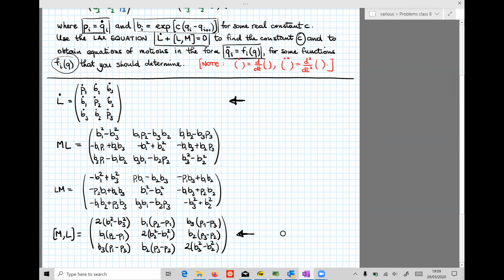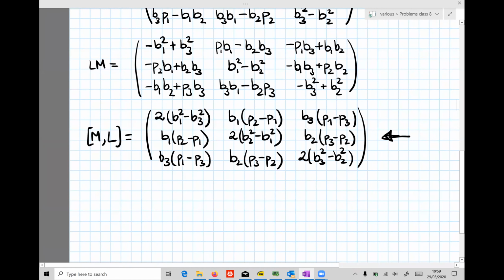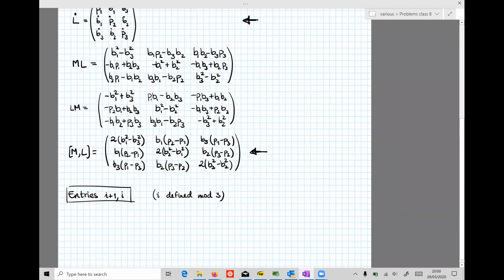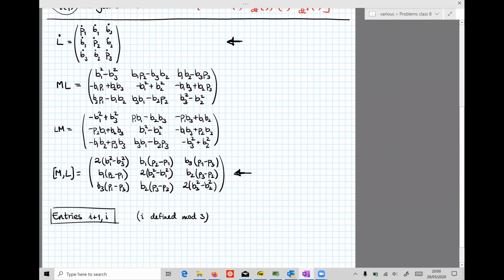So for that, let's look at the terms which are off diagonal. Let's look, for instance, at entries (i+1, i), where say i is defined modulo 3. And we could also look at (i, i+1) because the matrices are symmetric. That would be the same. So, what are these equations like?